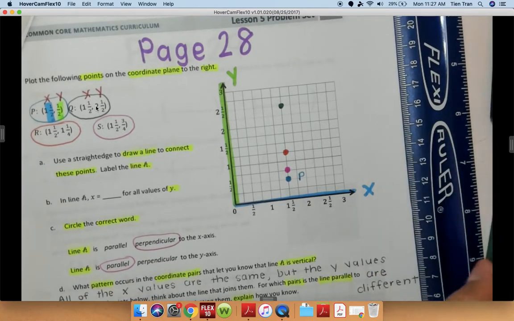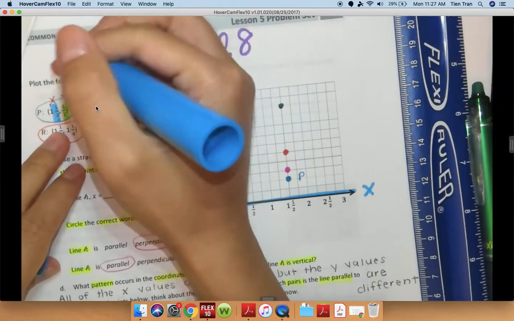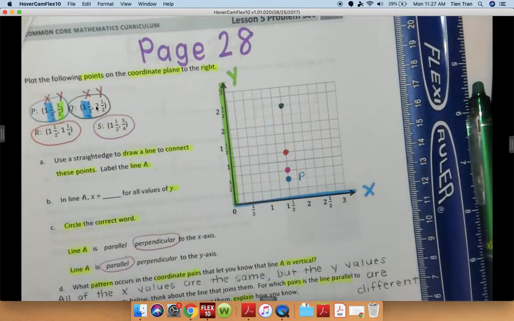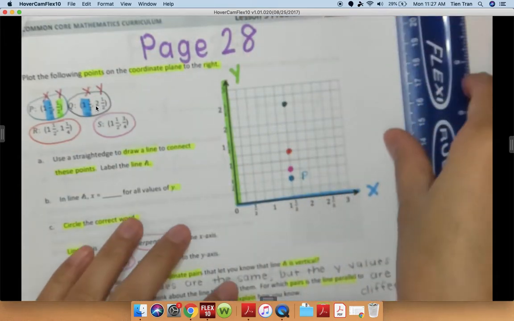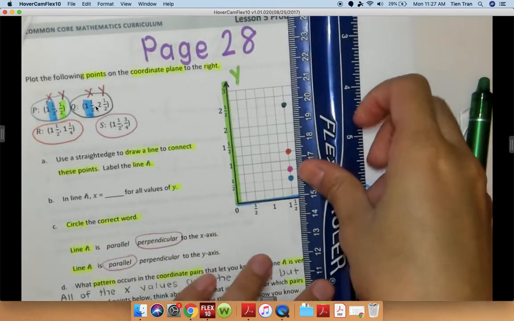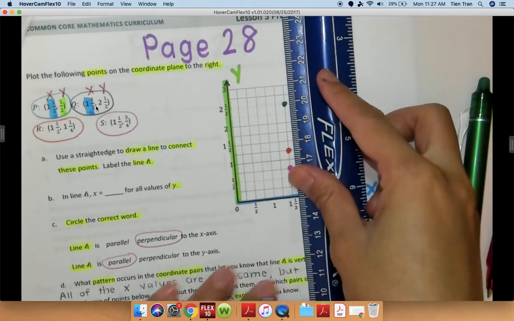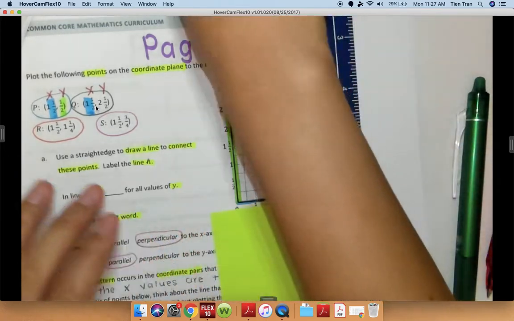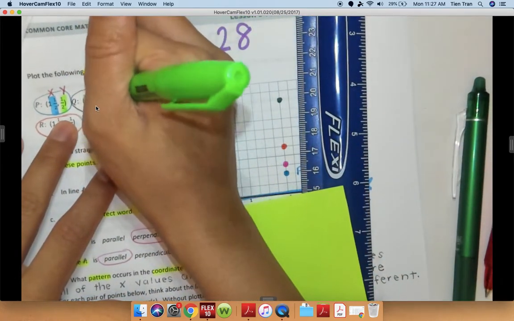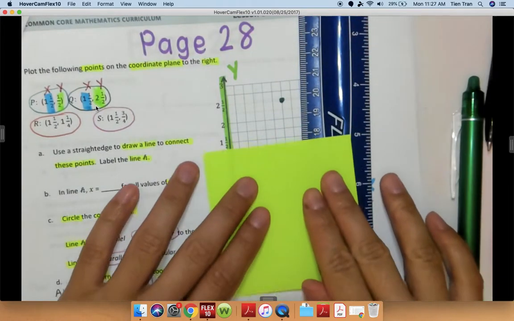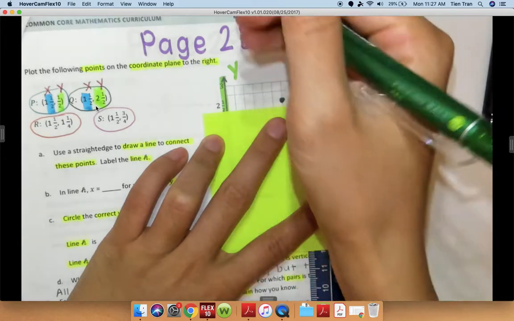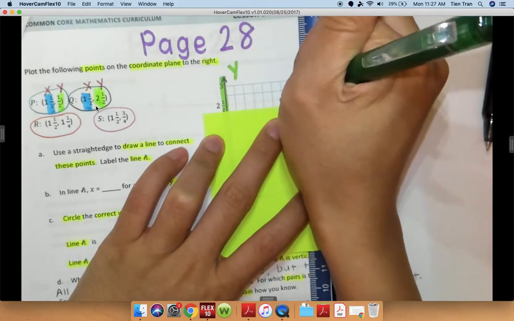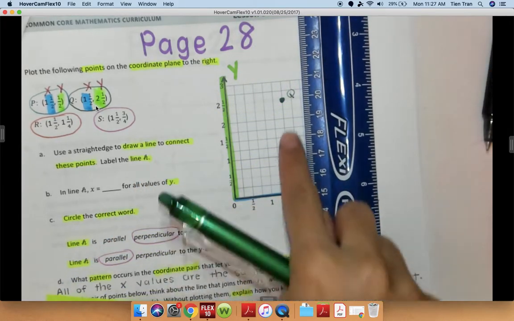Now the next one they asked me to draw is the letter Q. They want me to move on my x-axis 1 and 1/2, so this is the line 1 and 1/2 right there. And it asks me to move up on my y coordinate 2 and 1/2. So I'm going to move all the way up to 2 and 1/2, and that is called my Q coordinate. Notice that it's all on the same line.